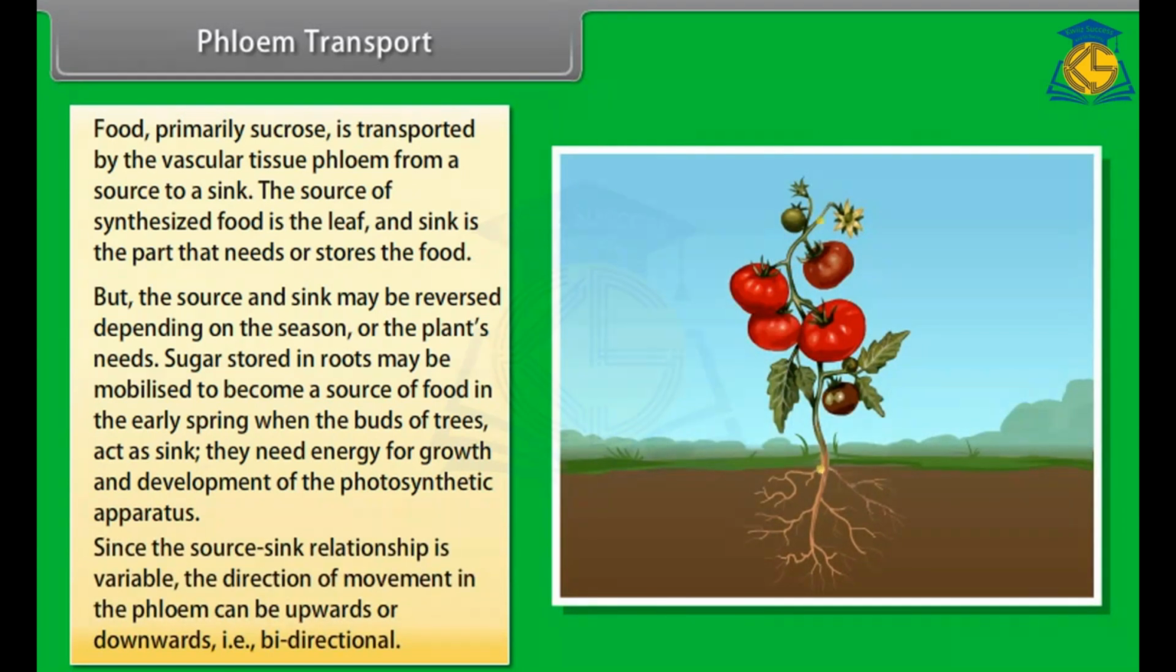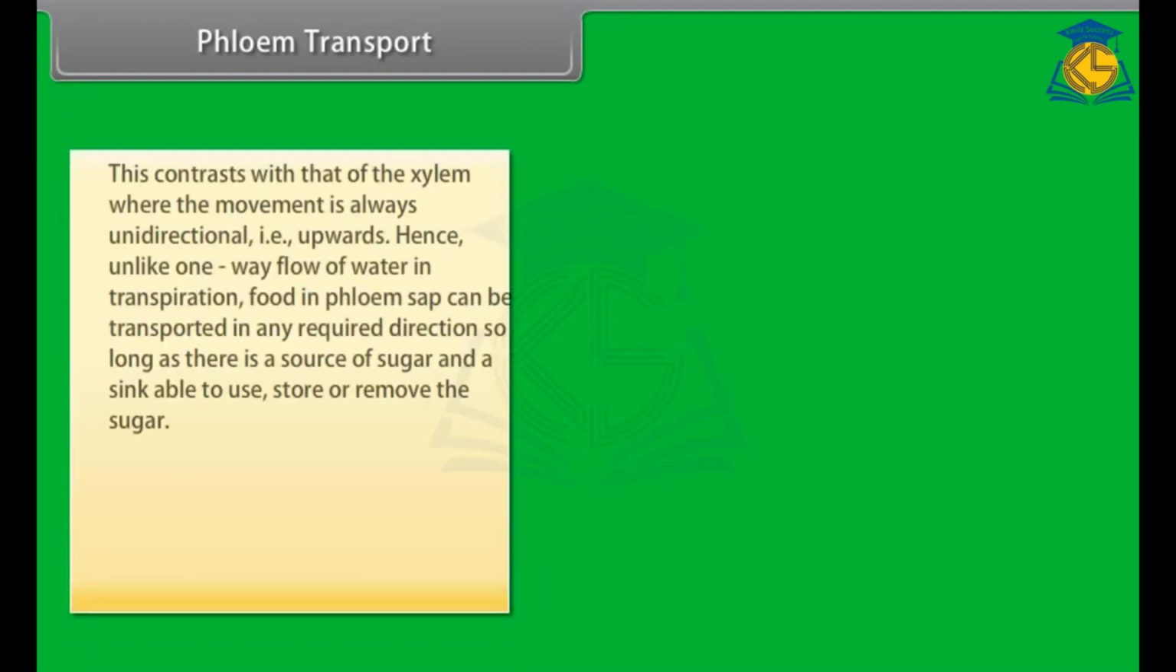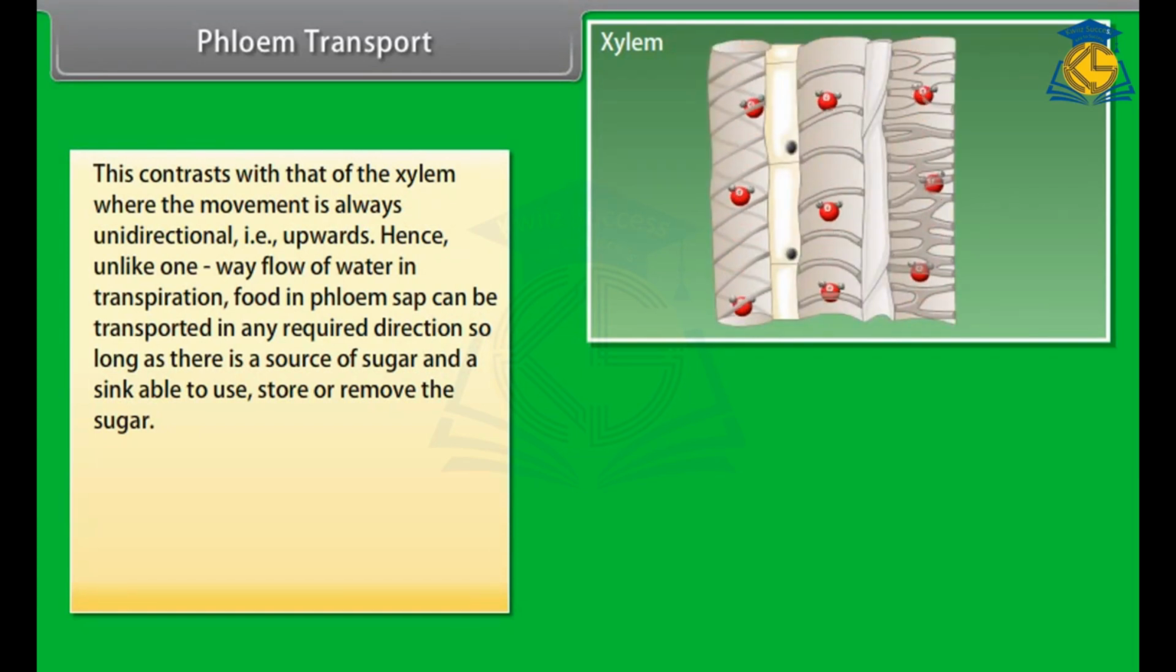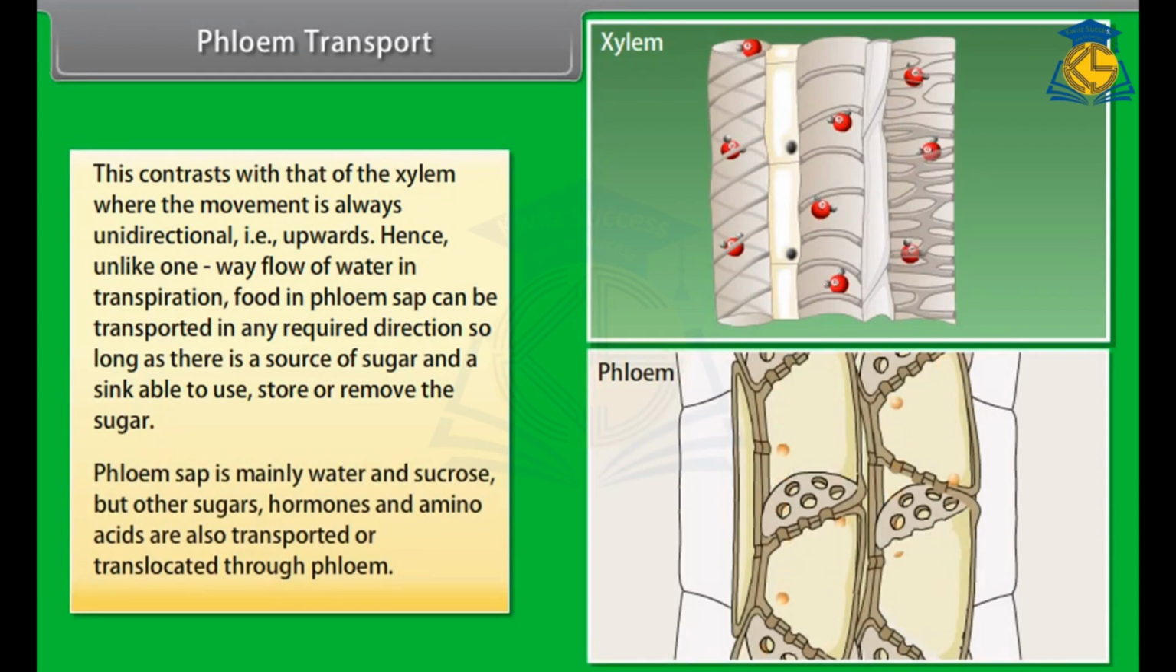Since the source-sink relationship is variable, the direction of movement in the phloem can be upwards or downwards, which means bidirectional. This contrasts with that of the xylem, where the movement is always unidirectional, which means upwards. Hence, unlike the one-way flow of water in transpiration, food and phloem sap can be transported in any required direction, so long as there is a source of sugar and a sink able to use, store, or remove the sugar. Phloem sap is mainly water and sucrose, but other sugars, hormones and amino acids are also translocated through phloem.